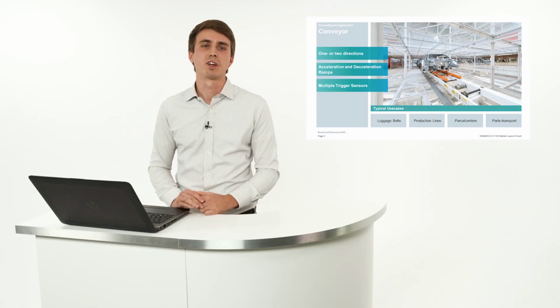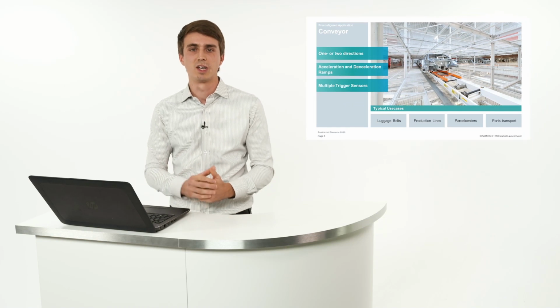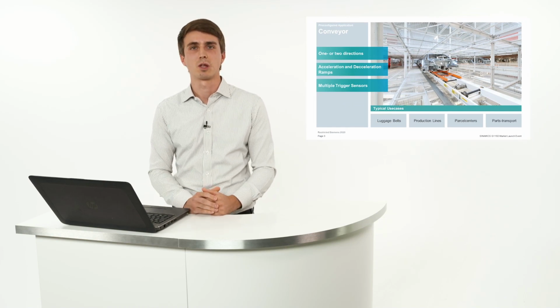So the first pre-configured application that we have is the conveyor. As you can see here on the slides, usually that is a part or goods that are moved on a conveyor in one or two directions. Then we have an acceleration and a deceleration ramp for the speed of the application, and multiple trigger sensors to stop and start the application. Typical use cases are in parcel centers, production lines, or intralogistics applications.